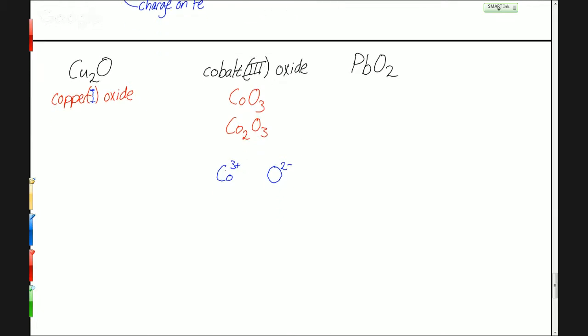So how do we make a compound from a 3+ and a 2-? Right, we need 2 of these and 3 of these. So now we have 6+ and 6- overall. 2 of these and 3 of those looks like that. So that's got to be the correct formula. CoO3 wouldn't quite balance because you'd have 3 plus from the Co and then 6 minus from the 3 O2 minuses. So you'd have a leftover -3 there.